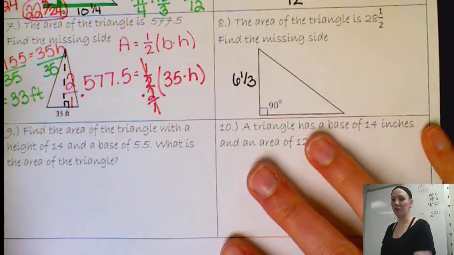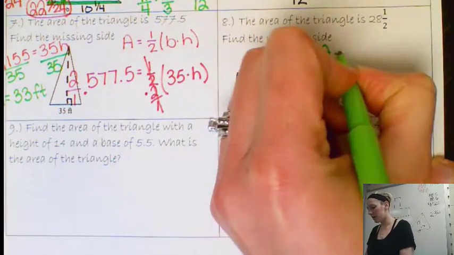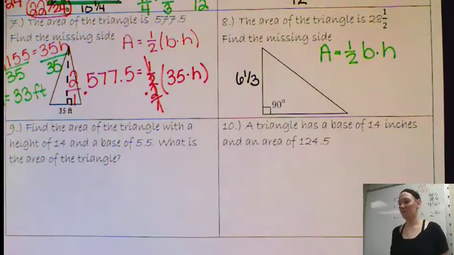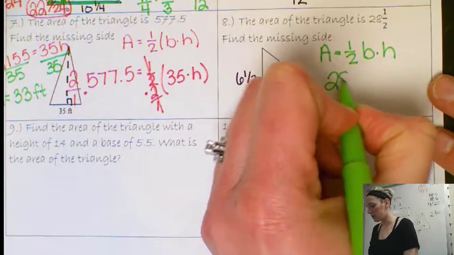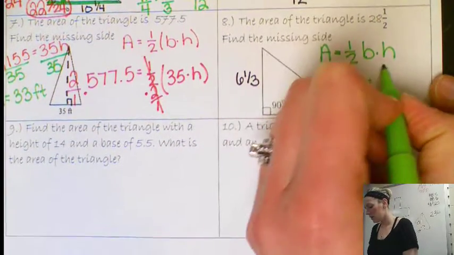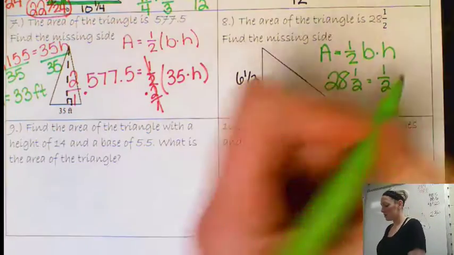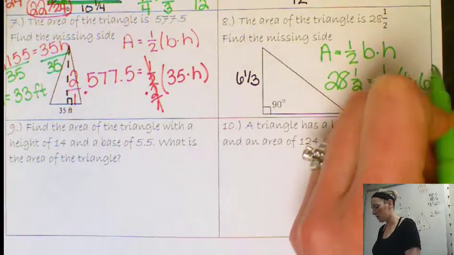Area of the triangle is 28.5. Find the missing side. So I know area equals half base times height. Let's fill in some of the things that were given. We know that the area is 28.5 equals half base times height. So what am I given, the base or my height? I'm given my height. So I'm going to put in base, and then my height is 6 1/3.